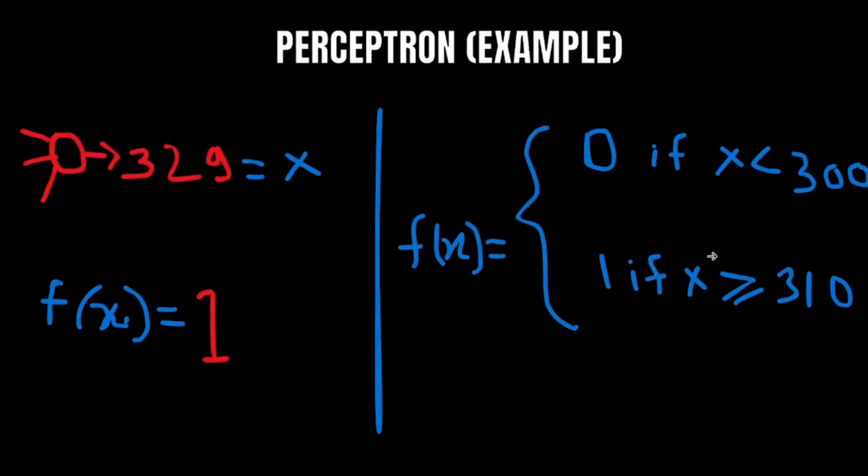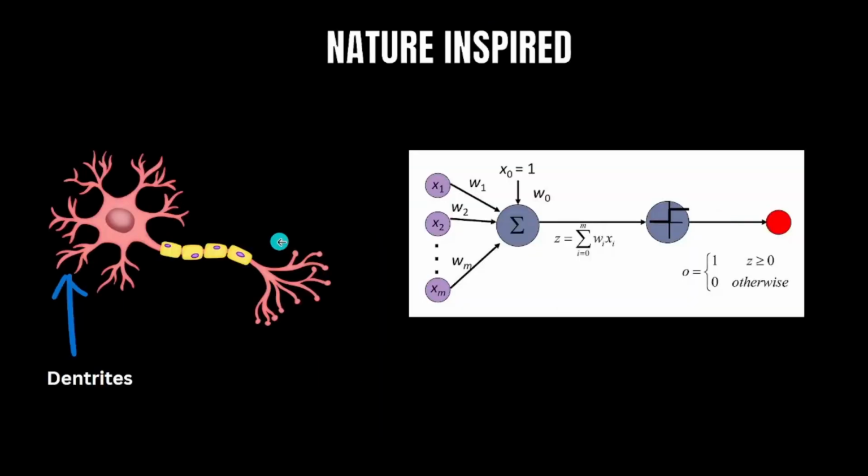Now, the perceptron and different deep learning models are inspired from nature. So what do we mean by inspired from nature? Take a look at this image. This is one of the neurons that we have in our nervous system. Our nervous system is a collection of billions of these neurons. They are connected with each other. They pass electric current from one neuron to another neuron. These are called dendrites.